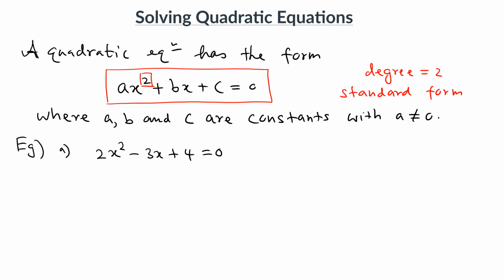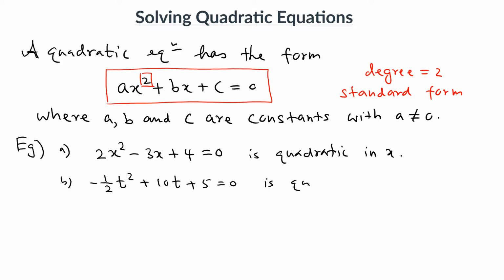You can see it is quadratic in x, because x is the variable. Also let's look at this one. Let's say we have negative 1/2 t squared plus 10t plus 5 equals 0. You can see this is quadratic in t, because t is the variable. We don't always use x, so you can see different variables.